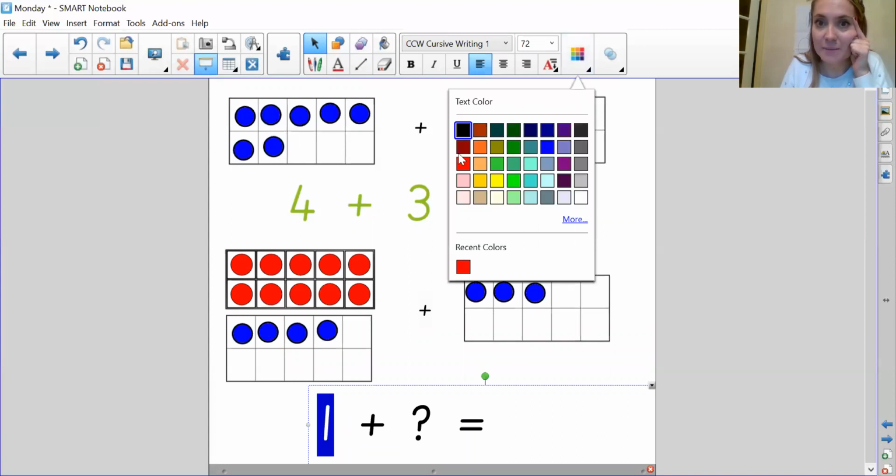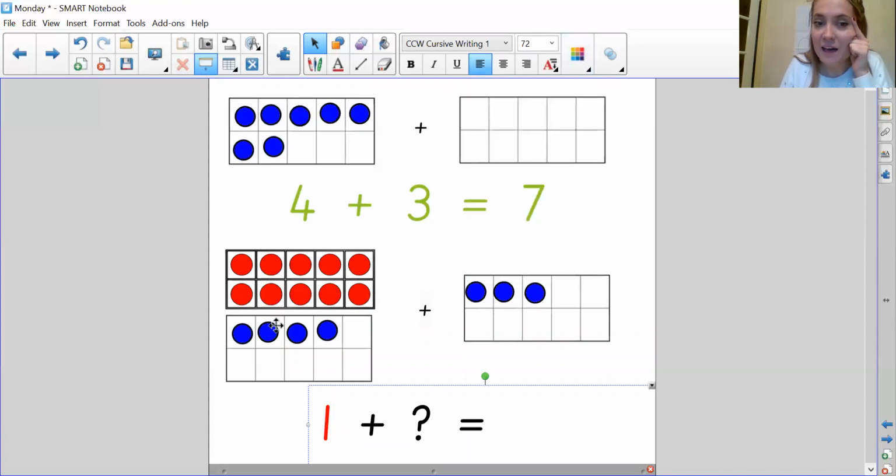Red so you can see. Have I got any ones? I have got 4. Good, fantastic. 1, 2, 3, 4. So let's change the colour to show I've got my 4 ones over here.